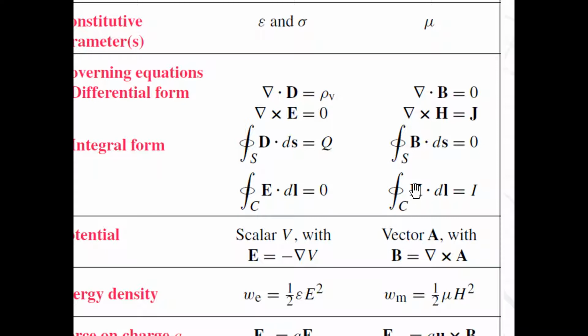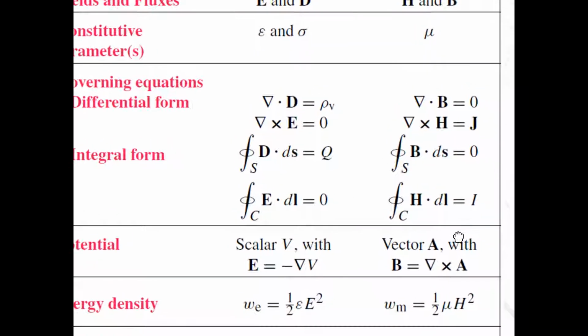I'm not going to go back into the Stokes and divergence theorem. I just wanted to mention how you get from here to here is by the divergence theorem. And how you get from here to here, from del cross E equal to 0 to the integral of E dot dl equal to 0, you apply Stokes' theorem. And so we could do the same thing in magnetostatics.